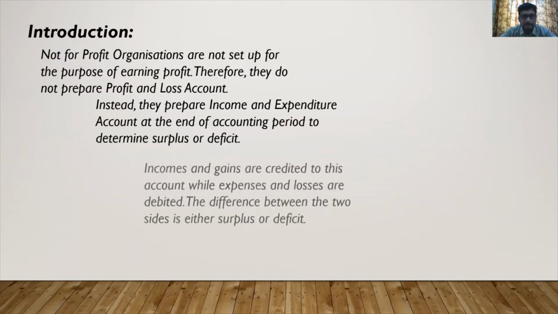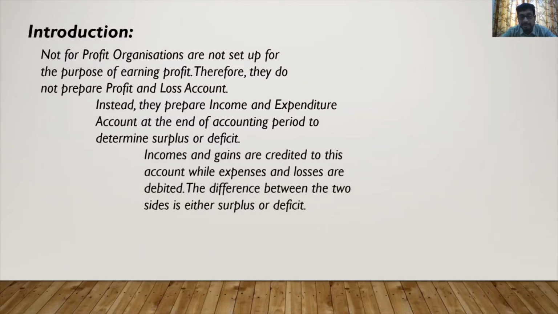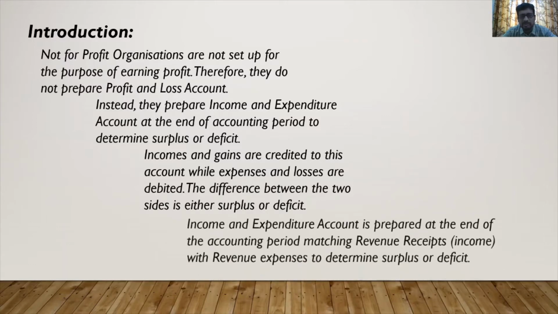Incomes and gains are credited to this account, we write them on the credit side, while expenses and losses are debited. So it is a very simple system to prepare an income and expenditure account. The difference between the two sides is either surplus or deficit. If the expenses side, the debit side, is more, then it will be deficit. If the income side, the gain side, the credit side, is more, then it will be surplus. So these are very simple points to understand.